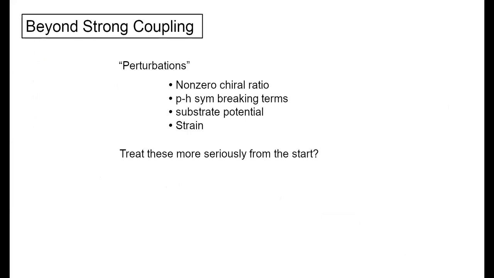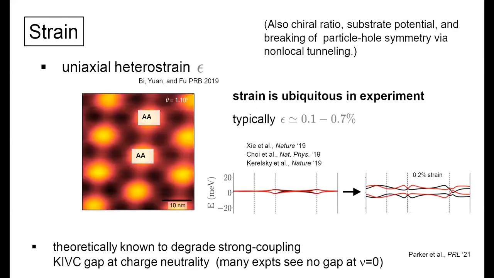What I mean by beyond strong coupling is we're going to take the various perturbations to the flat band seriously from the start. So a non-zero chiral ratio, particle-hole symmetry breaking terms, the substrate potential, and the one that turns out to be really important is strain on the sample. Let me say a little bit about strain. With STM, you can measure the strain of the sample, and typically there's not, yes.